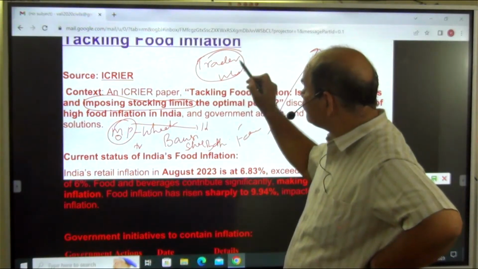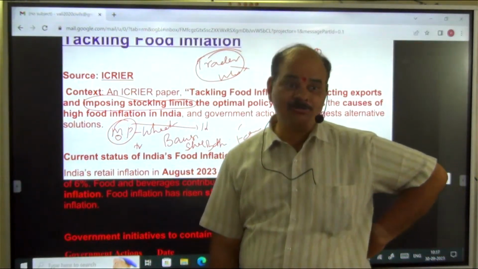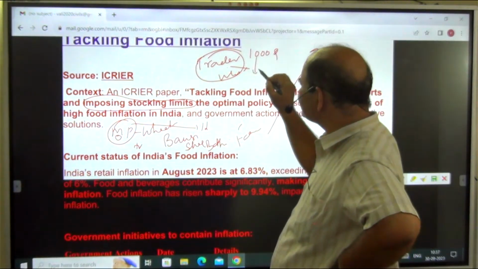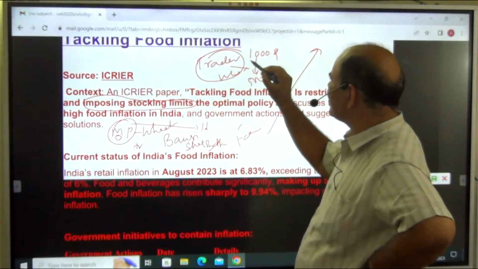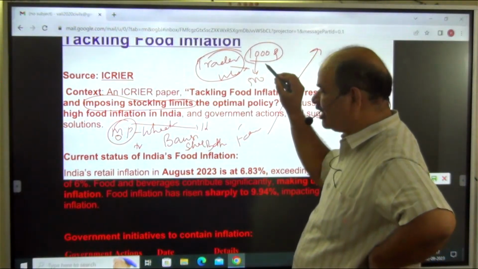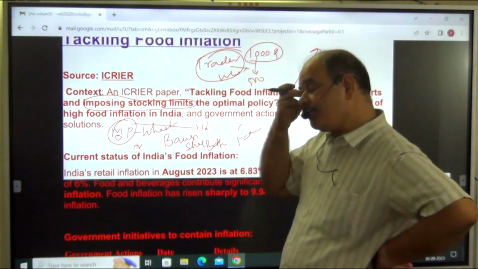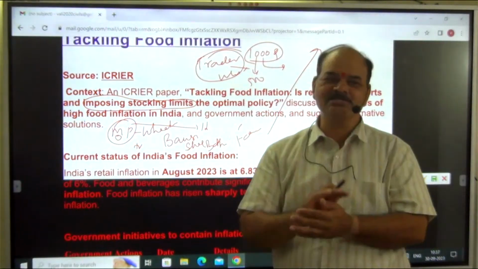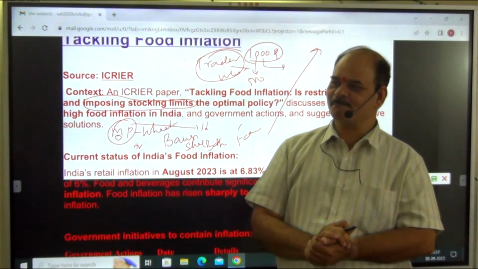So even the stocking limits for the traders have been reduced. Suppose earlier it was 1,000 quintals. Now it is reduced to, say, for understanding purposes, 500 quintals. So if a trader is having 1,000 quintals and his stock limit has reduced, automatically he is forced to sell 500 quintals in the market. So the market will have good supply.